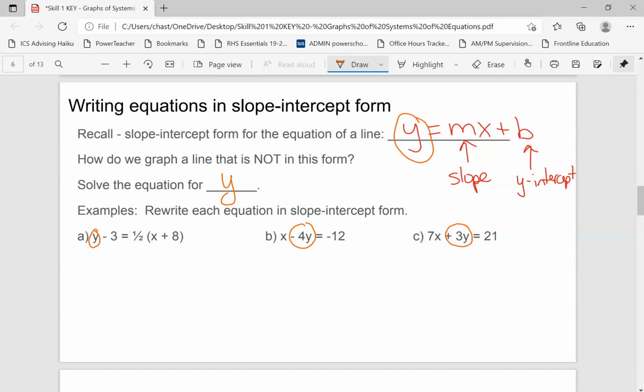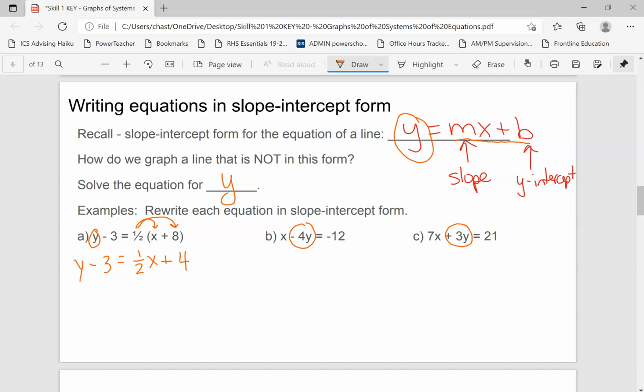Okay, so on the first one here, in order to do this, I see I have to remove some parentheses. If you notice in our slope-intercept form, there is no parentheses. So let's distribute. This will give me 1/2 x plus, what's 1/2 of 8? 1/2 of 8 is 4. Sorry, I gave away the answer. So we have y minus 3 equals this.